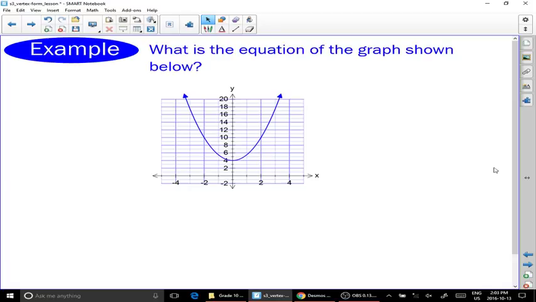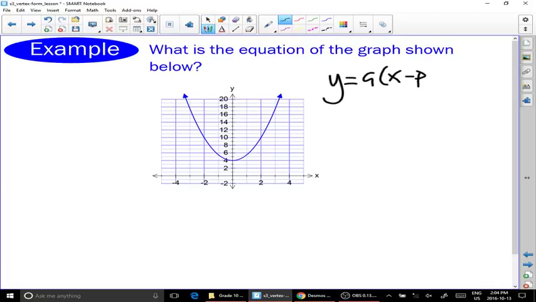So here we have a graph, and we need to generate the equation, okay? We know that the vertex form is y equals a bracket x minus p squared plus q. What is the vertex of this graph? 0, 4. So substitute those values in for p and q.